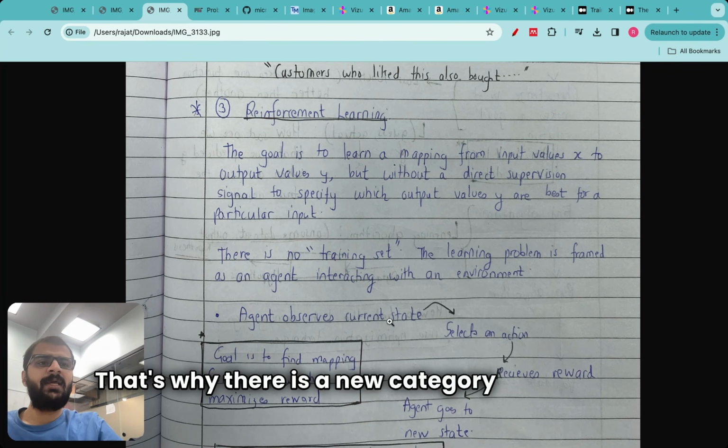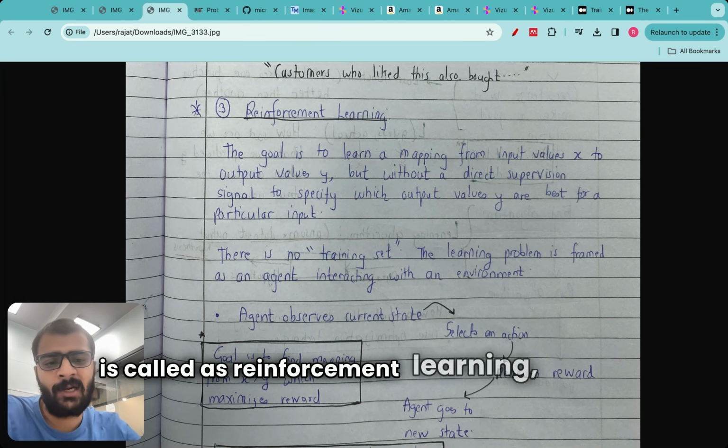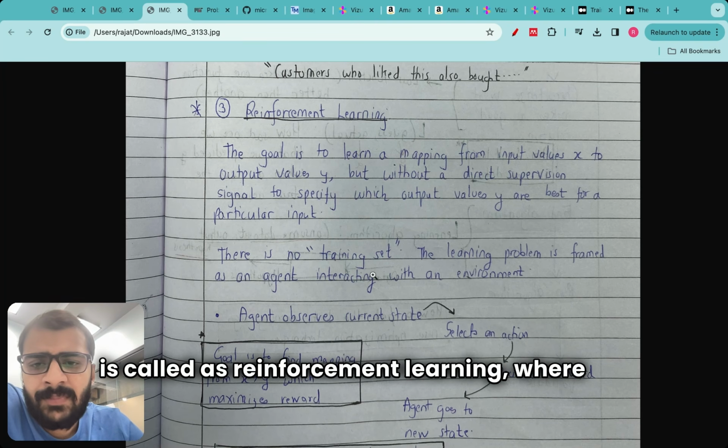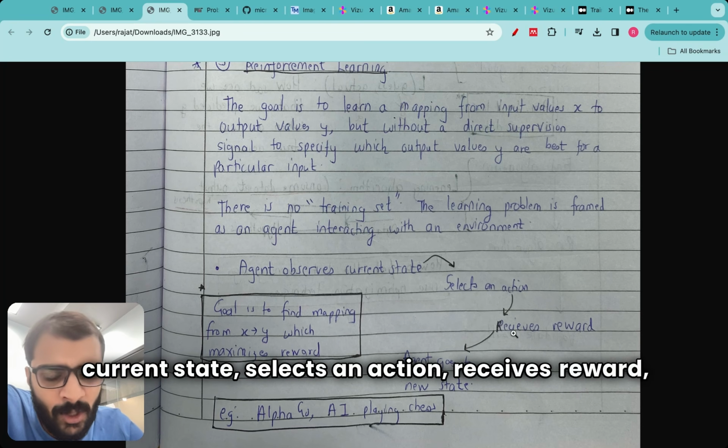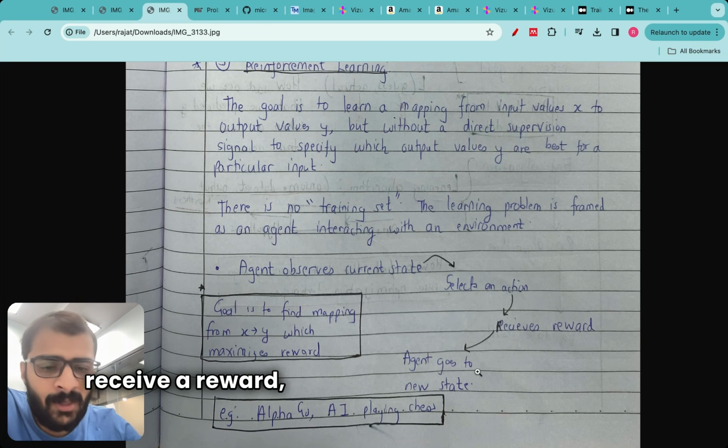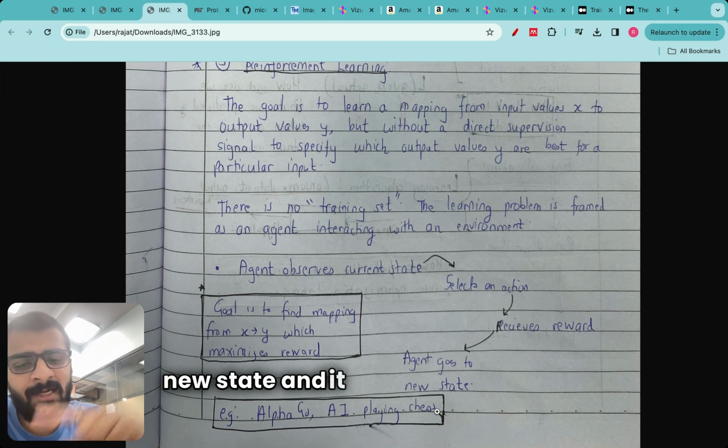That's why there is a new category for it, which is called reinforcement learning, where the agent observes the current state, selects an action, receives a reward or does not receive a reward, and then the agent goes to the new state and it keeps on learning.